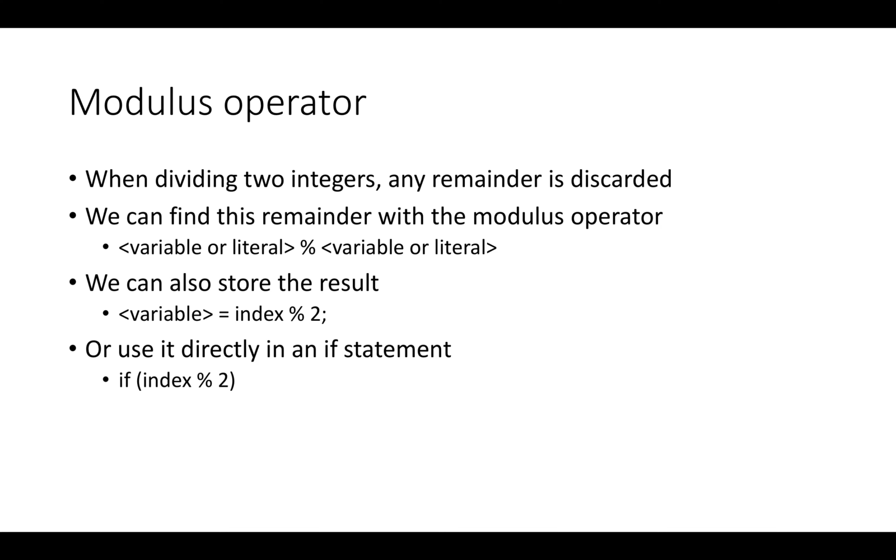So we can store the result of this operation. We can say variable equals, let's say index is our variable, mod 2. So it's going to take whatever variable we specify, in this case index, divide it by 2, and then store the remainder in this particular variable. Or we can use the modulus operator directly in an if statement. So we can say if index mod 2, and then if it's 1 or non-zero, it will be true, and if it's 0, it will be false.